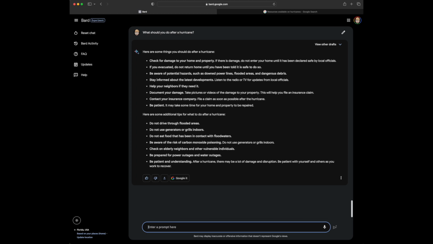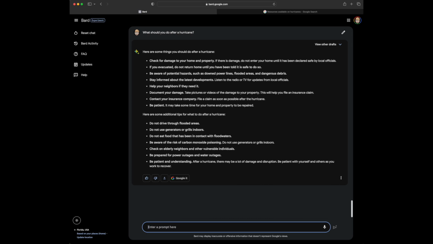Stay informed of latest developments. Listen to the radio or TV for updates from local officials. Help your neighbors if they need it. Document your damage. Take pictures and videos of the damage to your property. Those will help you file an insurance claim. Contact your insurance company. File a claim as soon as possible after the hurricane. Be patient. It may take some time for your home and property to be repaired.